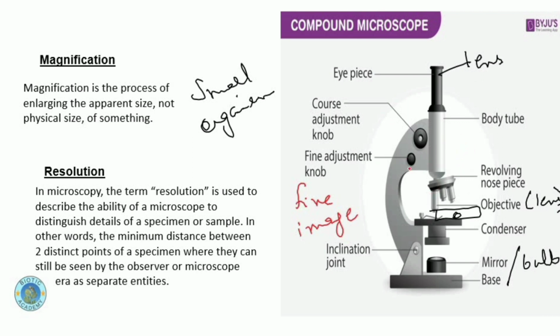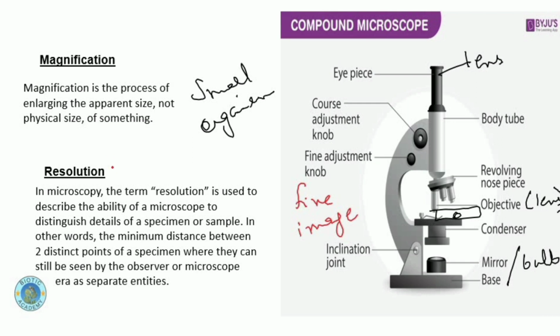Now while discussing the working of this optical instrument, we use two terms, magnification and resolution. What is magnification? It is the process of enlarging the apparent size, not the physical size, of something. As I told you, under the microscope we observe the enlarged apparent size of the organism, and we use the term magnification for that enlargement. In the second heading, the magnification or enlargement can be seen easily if it has a proper resolution. What is resolution?